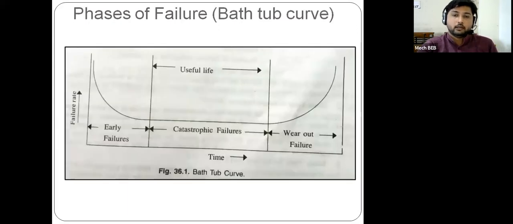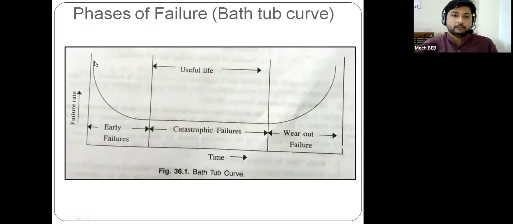Here the phases of failure are showcased in a bathtub curve. Let us understand this bathtub curve. On the x-axis we consider the time period, and on the y-axis we consider the failure rate. This curve looks like a bathtub, and it showcases the failure rate with respect to the time period, or the lifespan, of that particular product.